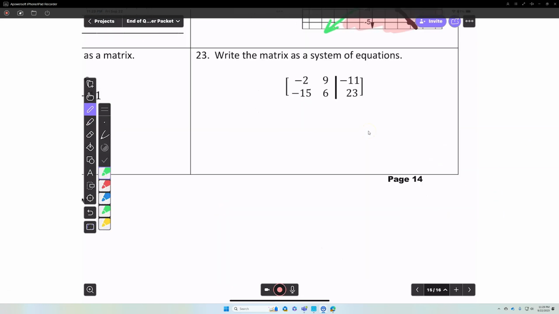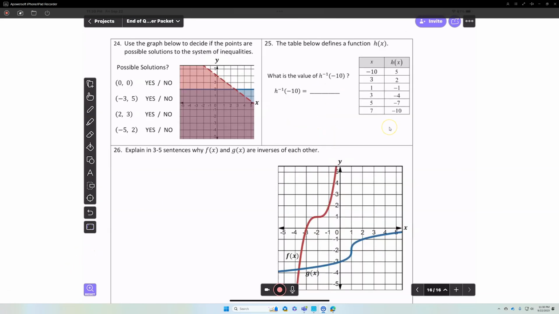Write the matrix as a system of equations. Just remember that this is your x value, this is your y value, and this is the constant or the answer. So we have -2x plus 9y equals -11. That's one equation. The second equation is -15x plus 6y equals. So that's the matrix as a system.